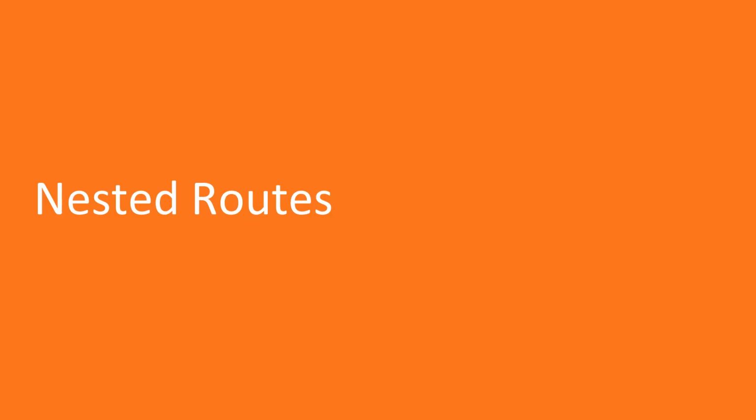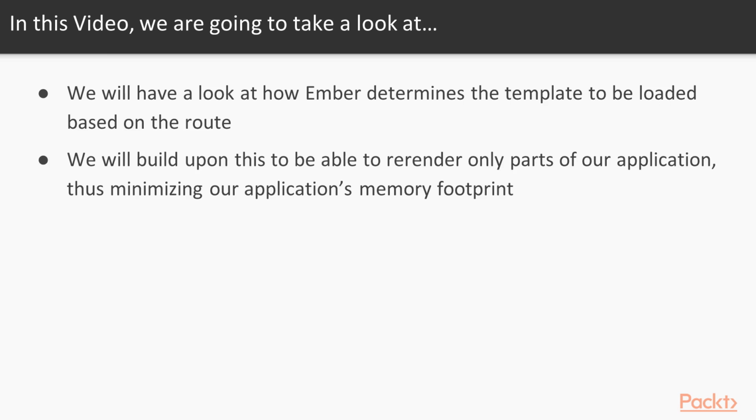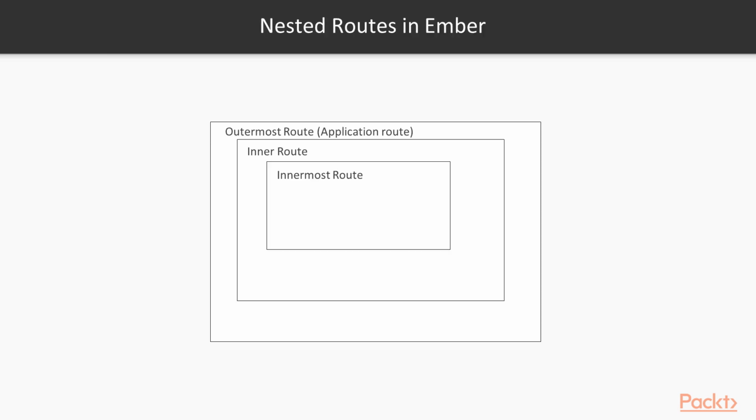Let us begin with nested routes. In this video, we will have a look at how Ember determines the template to be loaded based on the route, and then we will build upon this to be able to re-render only parts of our application. The first route to be loaded in an Ember application is always the application route, followed by the inner route depending on the URL. Depending on the level of nesting, we could have many intermediate routes rendered before the innermost route is rendered. Let us try that in our Ember application.